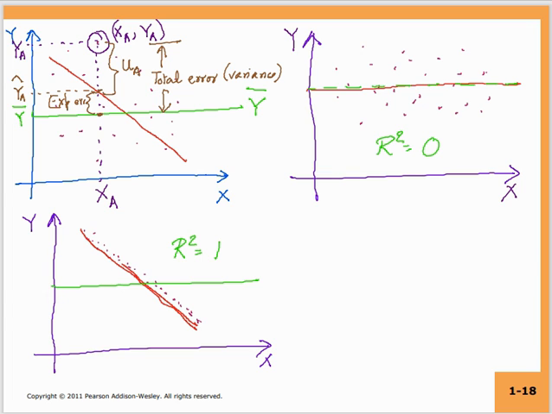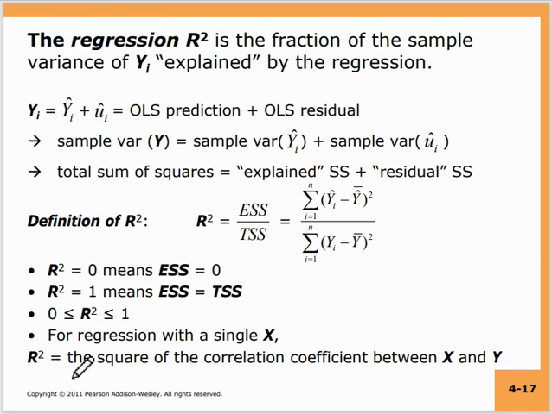So if you have a very good causal relationship between y and x, then your r square will be equal to 1. If the causal relationship between y and x is not very good, then r square will be equal to 0. Otherwise, r square will be somewhere in between 1 and 0. Okay, so this is r square. R square lies between 0 and 1, and in the case of a single x, r square is also the square of the correlation coefficient between x and y.